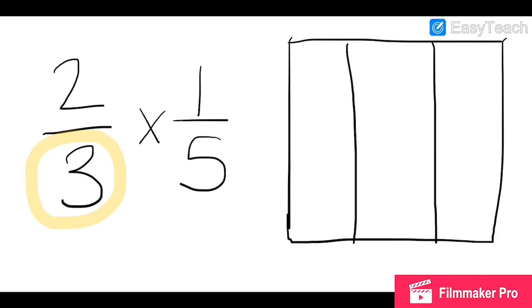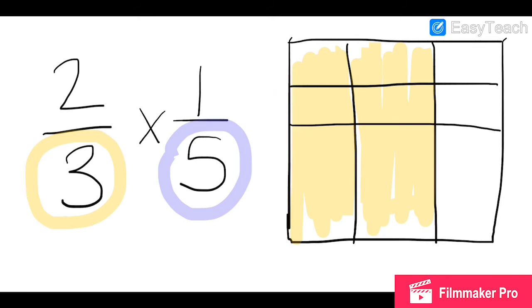Now, I know that 2 of those parts should be shaded because it's 2/3. Here's one shaded, and here's the second one shaded. This represents 2/3. Now, I want to start focusing on that 1/5. Again, I focus on the denominator to make sure I split up my parts by 5s. I'm going to split the 5s up horizontally. Here you can see I have 5 parts horizontally.